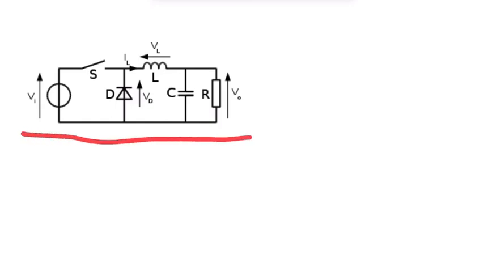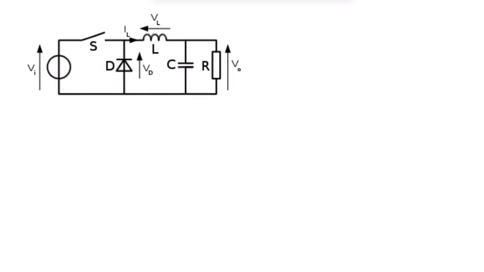So here we have a buck converter. I will show you how it works and how you can find the ratio between VO and VI. So the first thing I want to do is to look at the circuit when it's on.